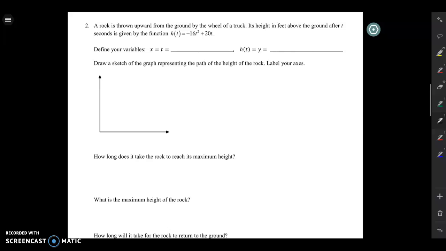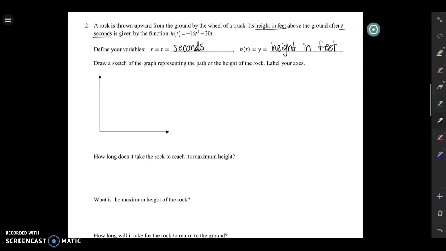So first thing, let's just define our variables. Our x is going to be the same thing as our t, and our t value, if you look up to our problem, is in seconds. Your h of t is going to be your y value, and in this case, it's the height in feet. So basically we have two quantities we're looking at, seconds and height. So let's start by drawing a sketch of the graph.